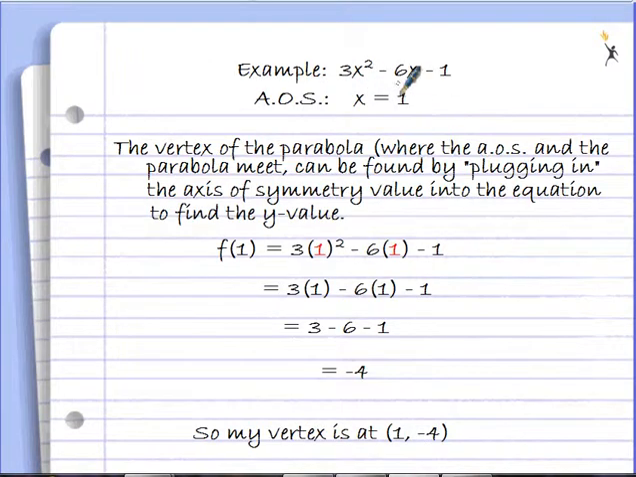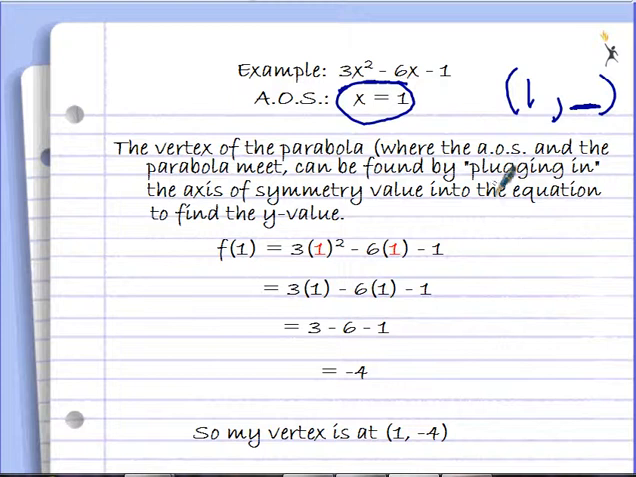Now that I know my axis of symmetry is at x equals 1, keep in mind that my vertex on the parabola is where the axis of symmetry and the parabola meet. So my vertex actually has to be on the axis of symmetry. Since my axis of symmetry tells me that all my x values there are 1, I already know that the x value of my vertex is 1. What I'm missing is the y value.